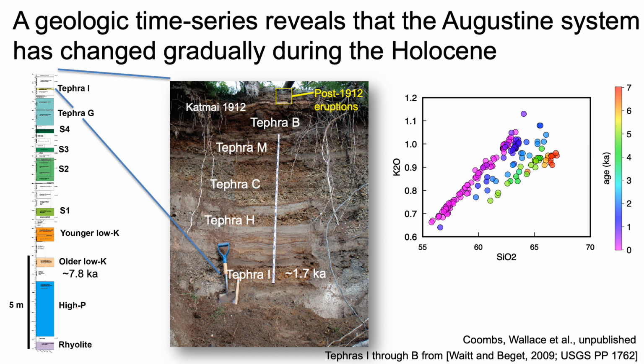When we look at whole rock compositions of tephras from early Holocene through 2006, we see gradual trends that reflect changes to the underlying magmatic system feeding these eruptions. Younger tephras are more enriched in incompatible elements such as potassium, as shown on this Harker diagram on the right, where samples are color-coded by time.